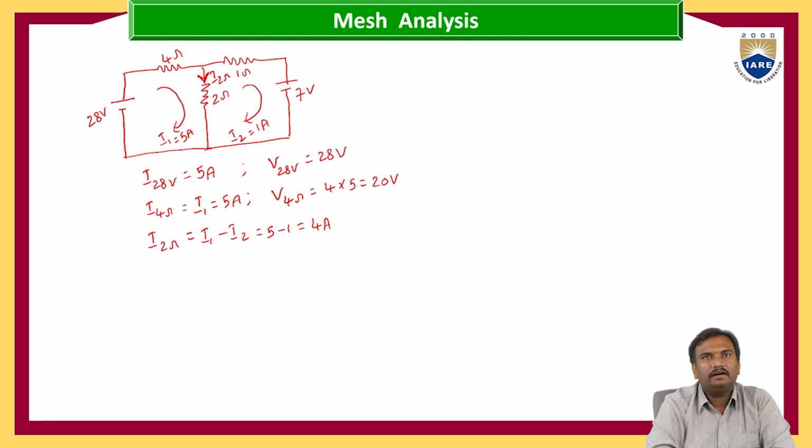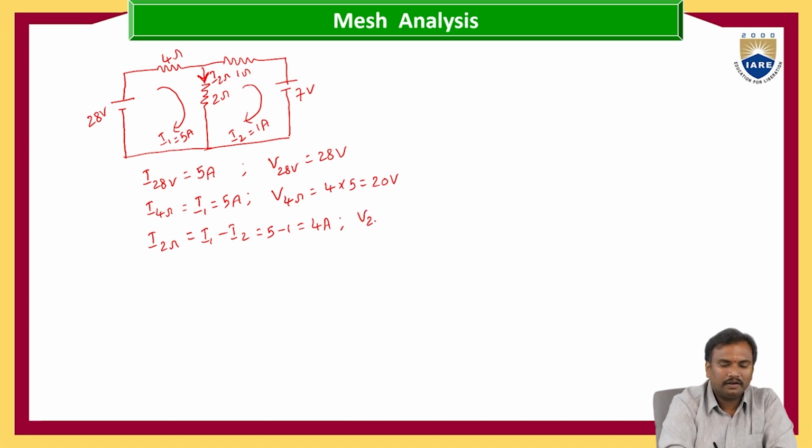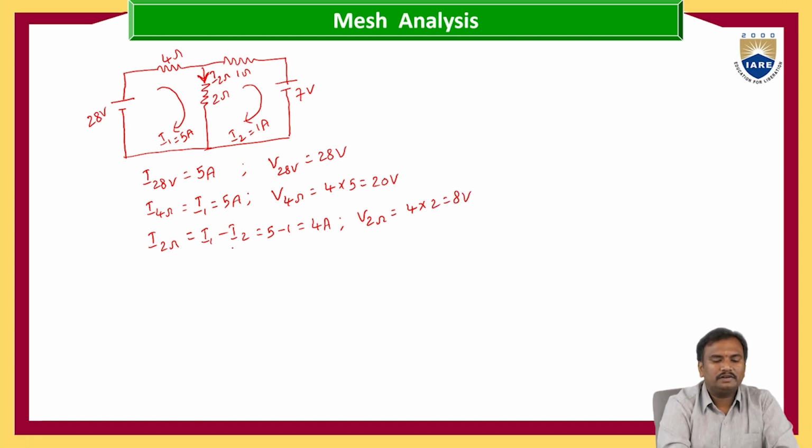So this is the 2 ohms current. Now what is the voltage? Voltage across 2 ohms is 4 into 2, that is equals to 8 volts. Current flowing through 2 ohms is equals to I1 minus I2, 5 minus 1, 4 amperes. Voltage across 2 ohms is 4 into 2 volts, which is equals to 8 volts.